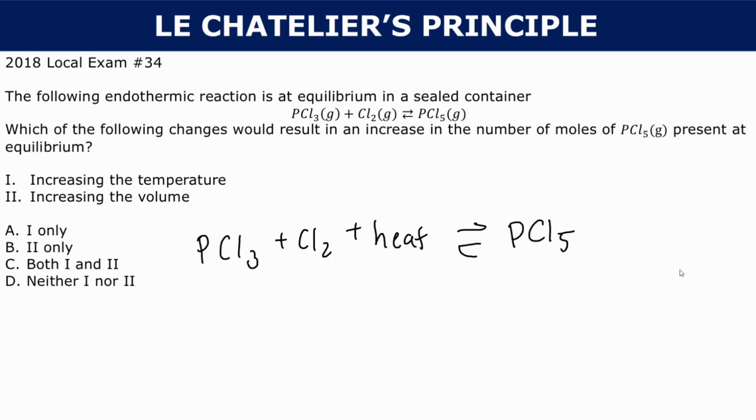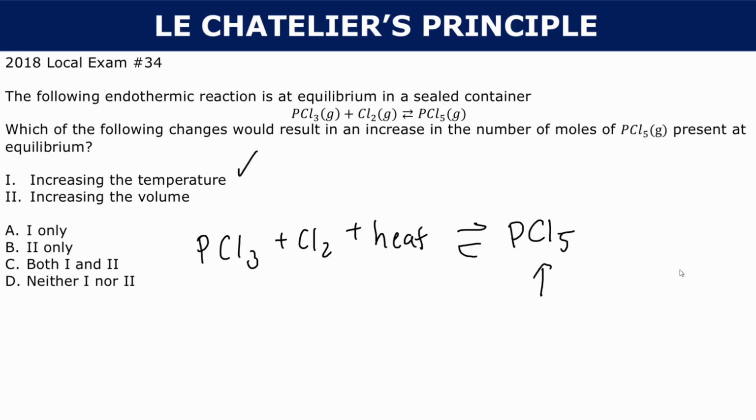Let's go through the two options here. Which of the following is going to result in an increase in the number of moles of PCl5? So which one of these is going to increase the forward reaction? First of all, increasing the temperature. If we increase the temperature, the system asks, how do we decrease the temperature? How do we get rid of heat? Well, you get rid of heat by increasing the forward reaction, and the forward reaction is going to produce the product. So yes, increasing the temperature would work to increase the number of moles of PCl5 present at equilibrium.